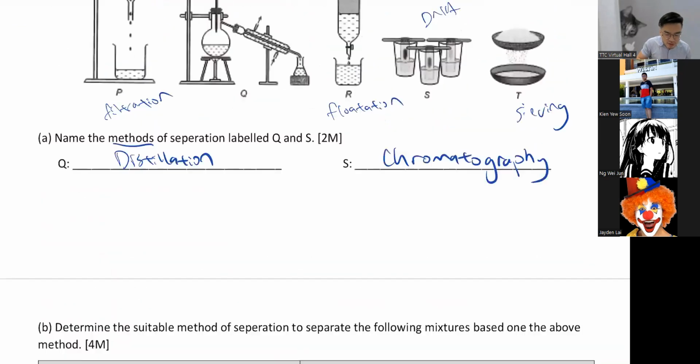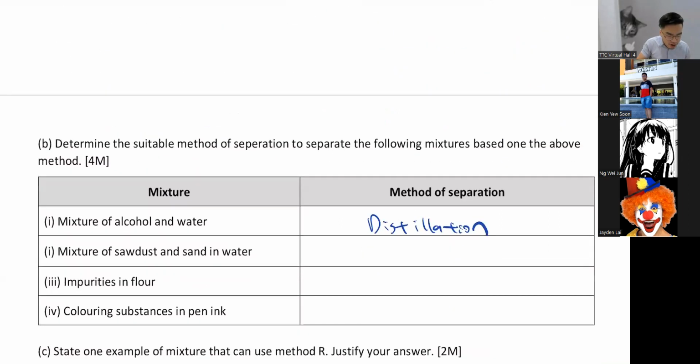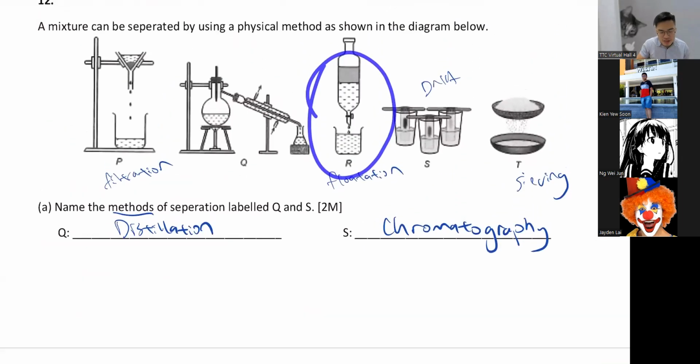If they were like oil and water, then you can use R. But alcohol and water can mix, so you cannot use this, because alcohol doesn't just float on water.